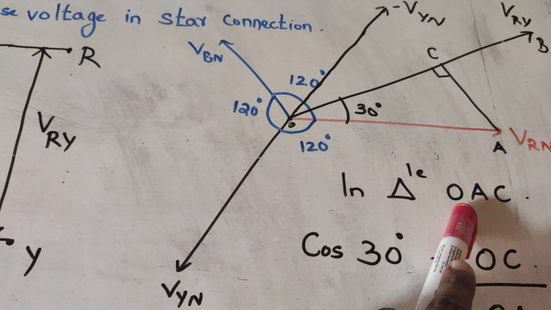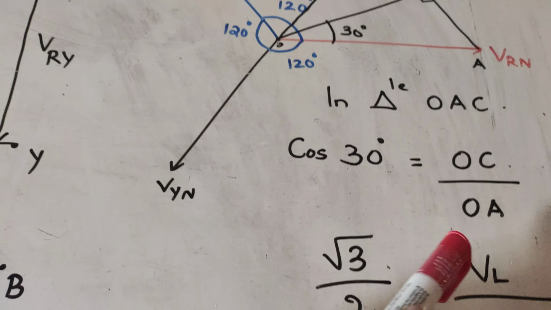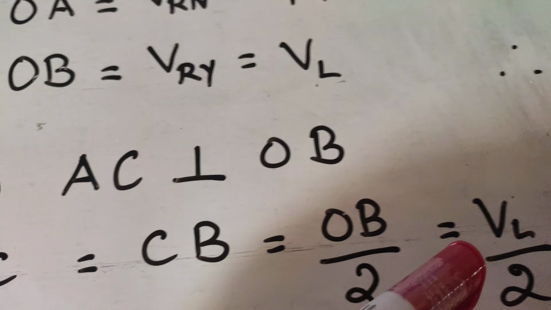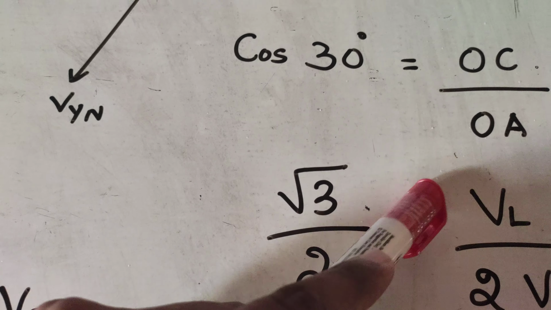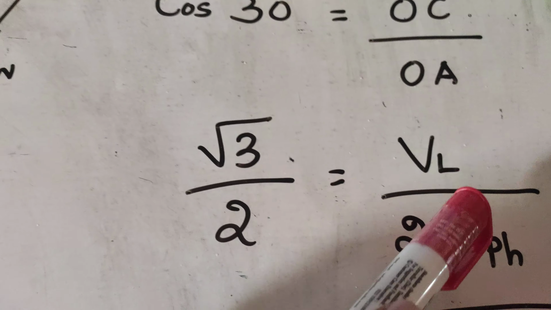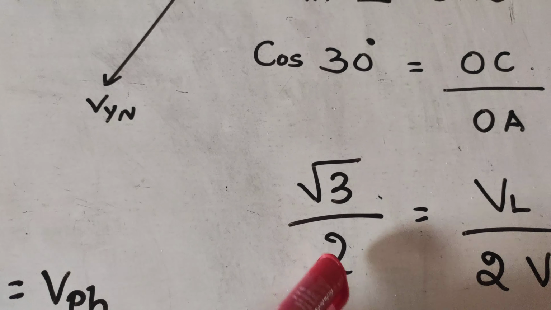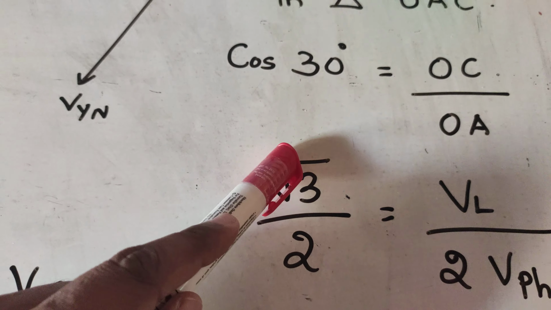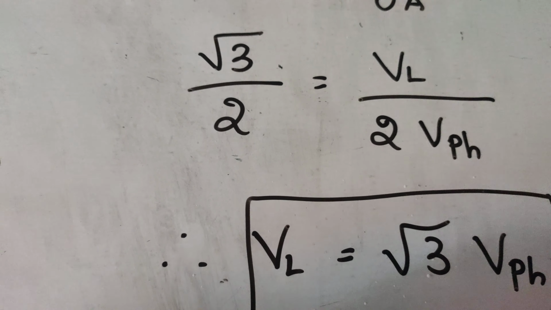Therefore, in the triangle OAC, cos 30 is adjacent by hypotenuse, adjacent is OC, hypotenuse is OA, OC is given by OB by 2, which is VL by 2. So when I substitute the value of OC as VL by 2 and in the place of OA, if I substitute it as V phase and cos 30 as root 3 by 2, 2 and 2 get cancelled. Therefore, if I cross multiply V phase, I get the relationship: line voltage is equal to root 3 times phase voltage.